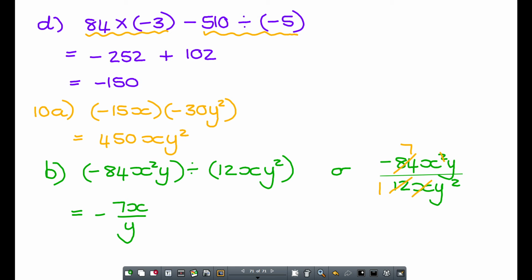The same with the y's. I've got y at the top and at the bottom y to the power of 2. I'm only allowed to take y. So I take y at the top, so one of them at the bottom. So at the top you'll see I've got minus 7x and at the bottom 1y. So that's the same as minus 7x over y. Okay. Any questions there?